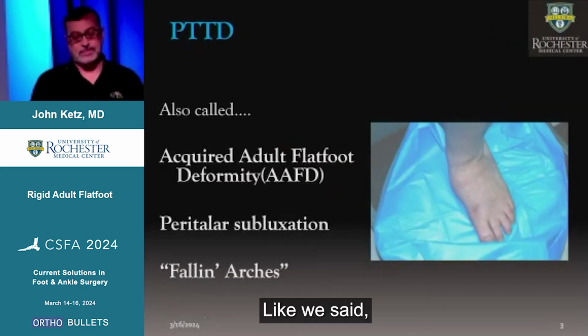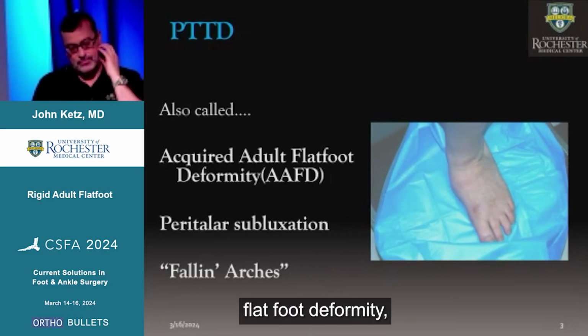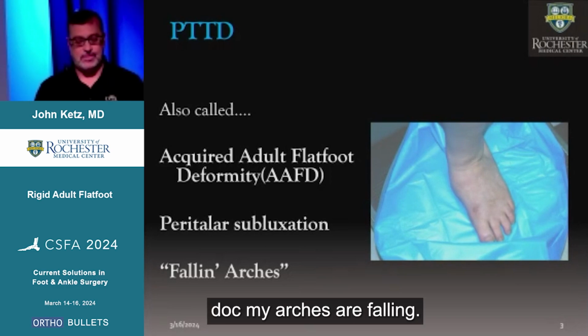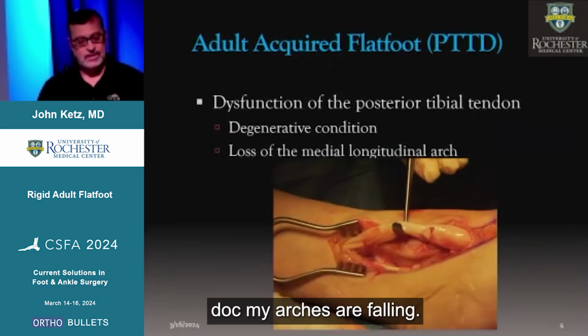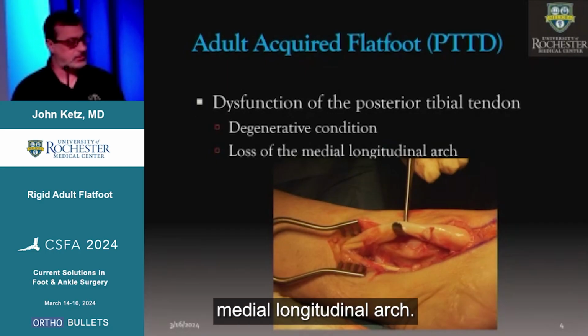So again, multiple names, like we said. I don't know if any of these are 100% accurate in everybody, but people call this acquired flatfoot deformity, peritalar subluxation. Your patients will just come in and say, Doc, my arches are falling. So really what it is is dysfunctional posterior tendon, and it's a degenerative condition, and you lose your medial longitudinal arch.